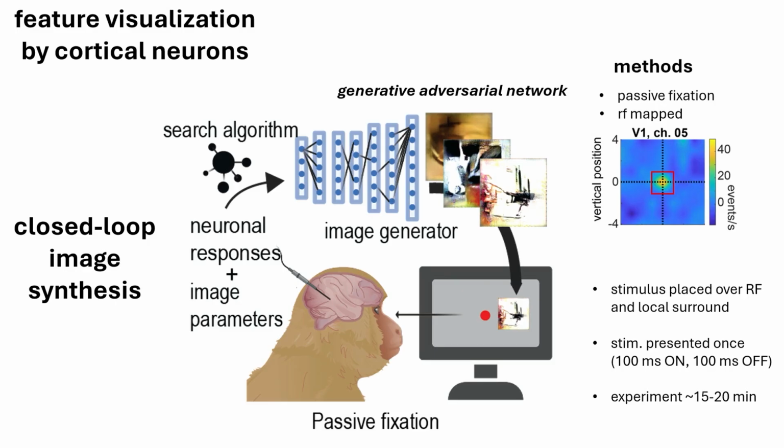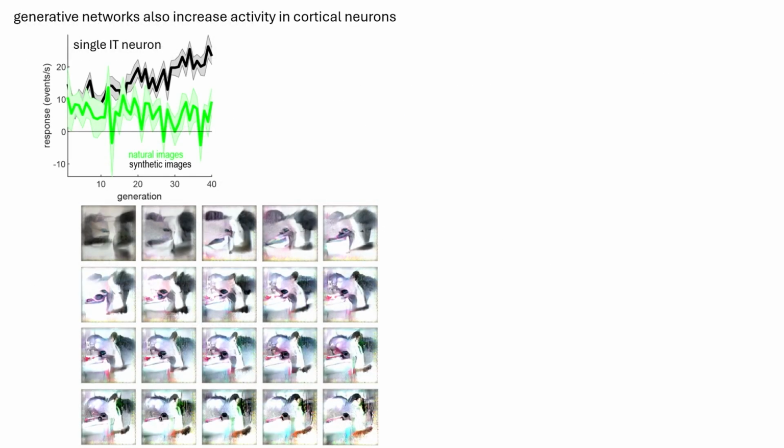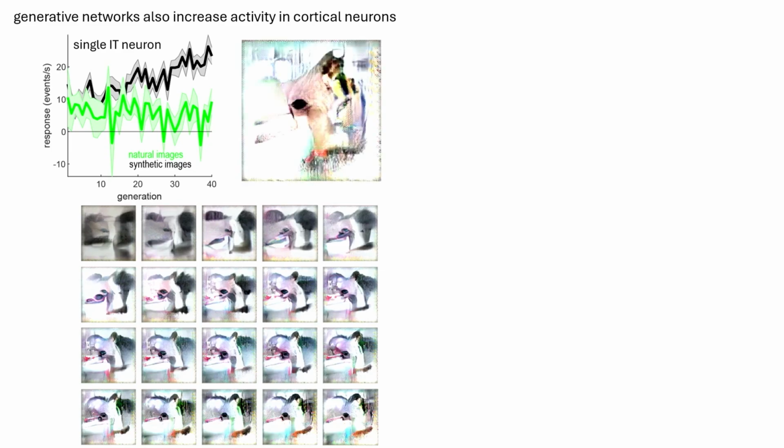Just a few more details on the methods. The animals are just doing passive fixation. We map the receptive field, and we place the stimulus right over where the receptive field is going to be, including a little bit of the surround. Then we present the images very quickly, just once or twice. This allows us to increase the activity of the neuron over a period of 15 to 20 minutes. And so what we find is that these generative networks can increase the activity of single neurons.